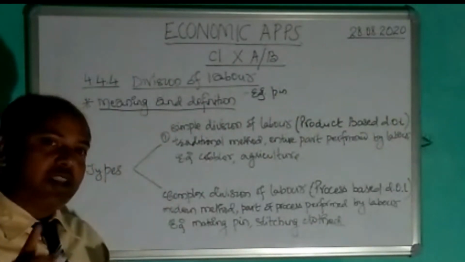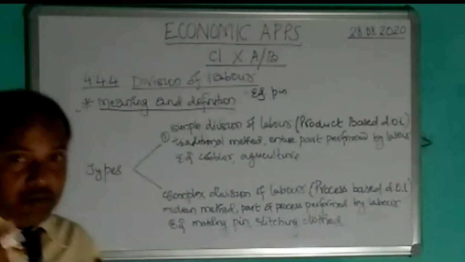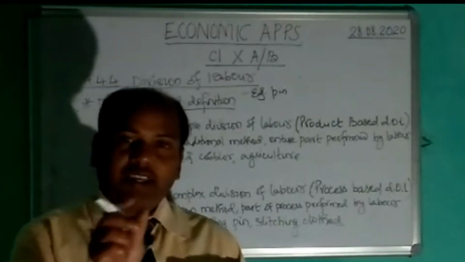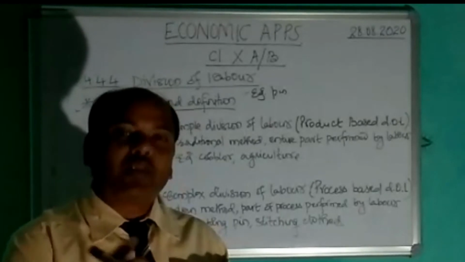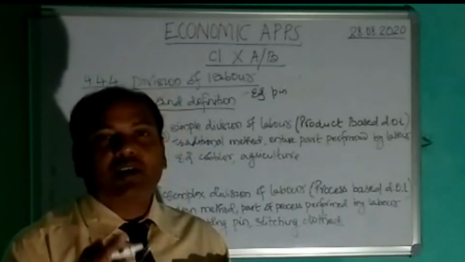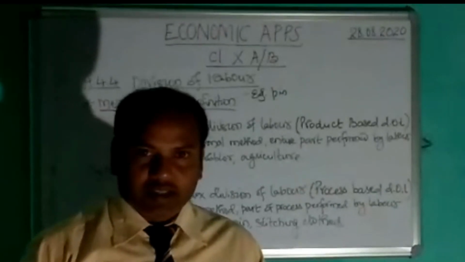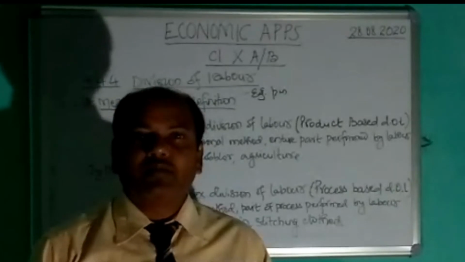So that means if one labor is asked to make the pin, maybe in one day he may not even make one pin. But if the work is divided among different laborers and each labor is specialized in that particular part, performs his duty, then one labor in one day can approximately produce 4,600 pins. This was proved by the father of economics called Adam Smith.